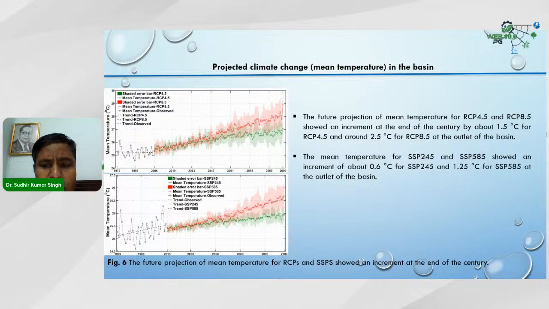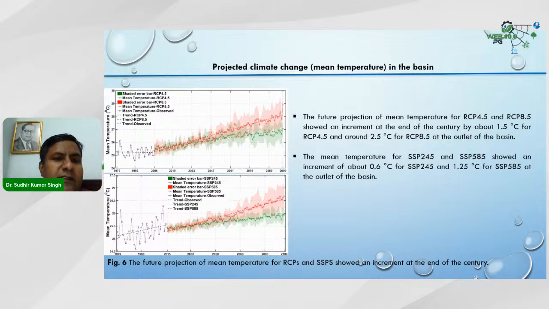But overall, you can see that there is an increasing trend of temperature, which is a sign of worry for us. We have to see that there is an increase in temperature, whether we are considering the CMIP6 scenario or the CMIP5 scenario. So I hope if you do similar work in your region, you may find that there may be a probability that the temperature is increasing in your region also.